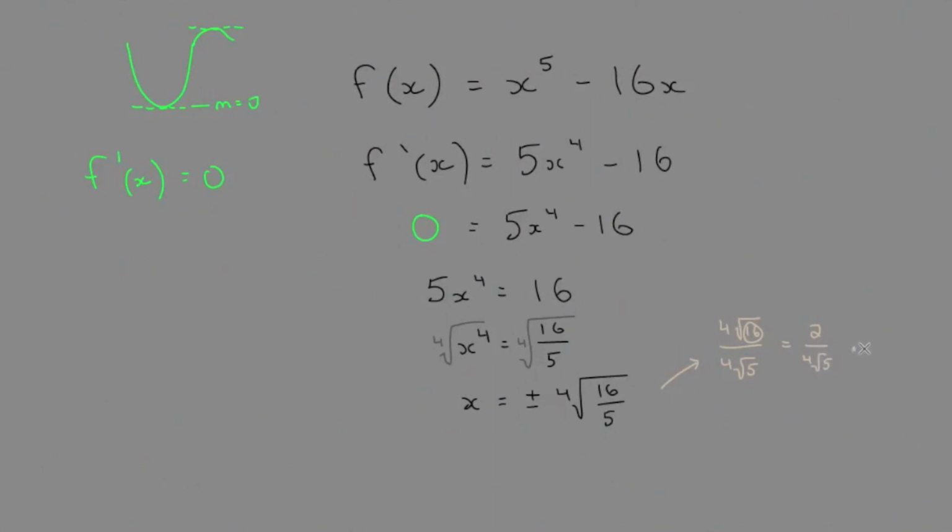And we could simplify this further, but I'm going to move on to speed things up. So this is plus or minus 2 over the fourth root of 5.